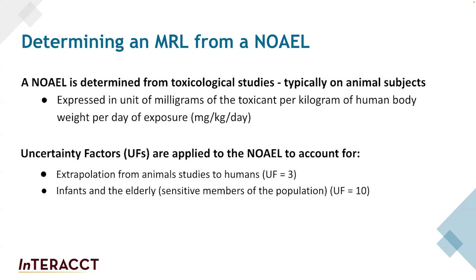These help us account for potential differences between animals and humans and for sensitive subgroups in the human population like infants or the elderly. For example, we might apply a factor of 3 for extrapolation from animals to humans and another factor of 10 for population sensitivity. So the MRL is calculated by dividing the NOAEL by the total uncertainty factors, as shown in the equation MRL equals NOAEL divided by UFs. This gives us a conservative estimate of a level of human exposure that's likely to be safe.